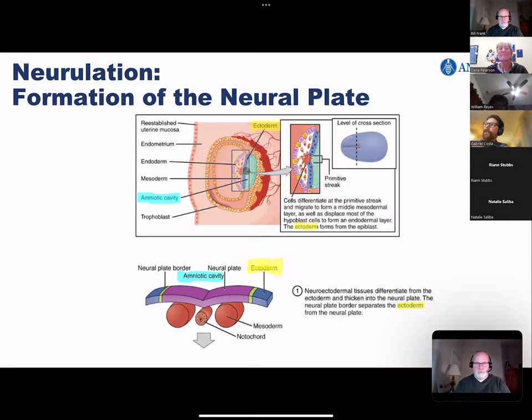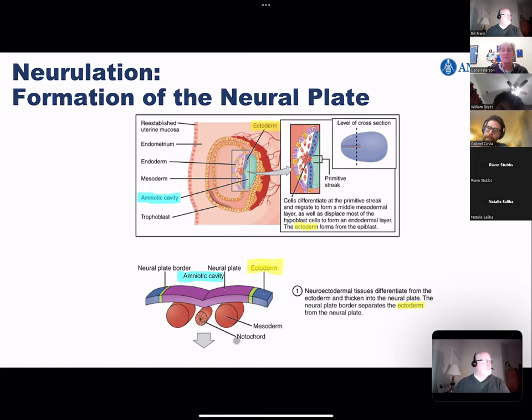And a rod-shaped structure derived from the mesoderm lies along the midline of the embryo. This is the notochord. It is just above this that the ectoderm cells start to thicken, becoming the neuroectodermal tissue that makes up the neural plate, which is illustrated in this cartoon with the purple color here. And the neural plate is differentiated from the surrounding ectoderm, the blue in this image, by a border that will become the neural crest cells, these neural plate borders here.